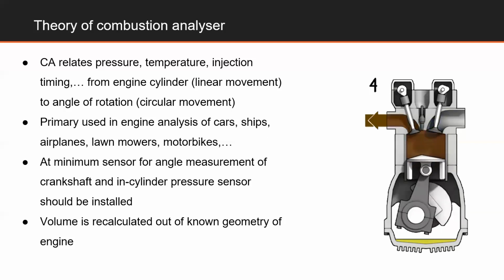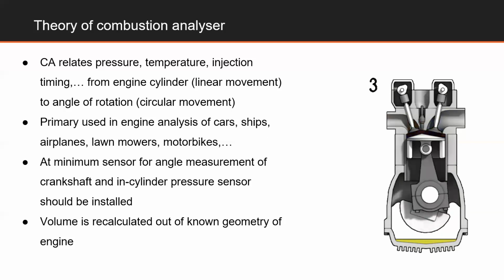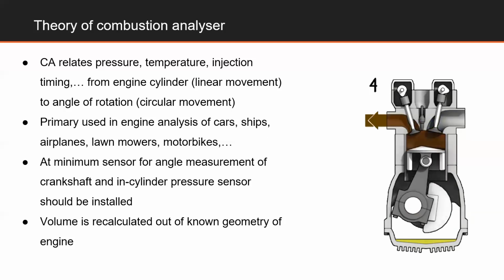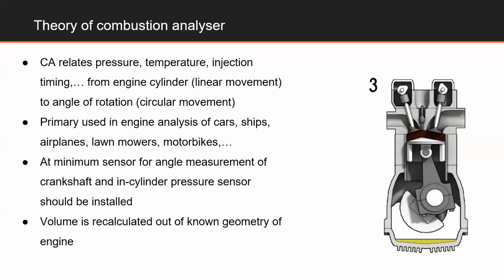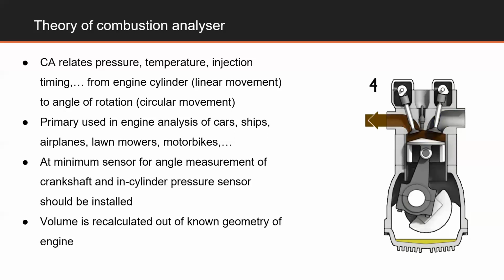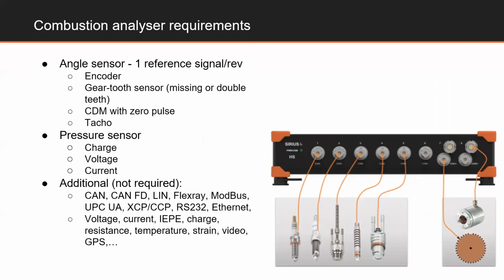So the possibilities are unlimited, and at minimum, what is needed for the combustion analyzer to run is one angle sensor on the crankshaft and a pressure sensor inside the cylinder. And then the volume is recalculated out of the known geometry of the engine. A minimum of one angle sensor is required to have one reference pulse each revolution.